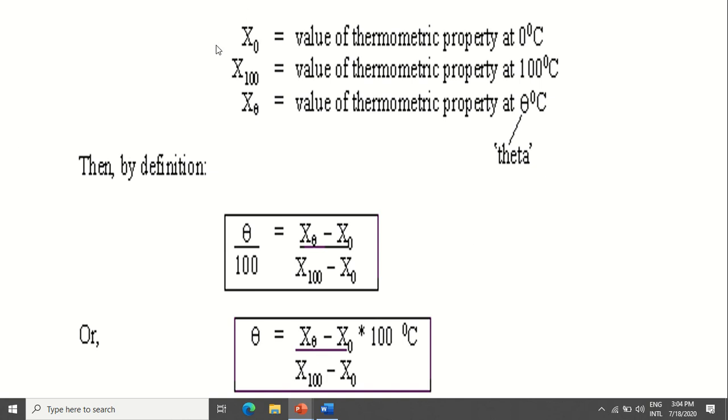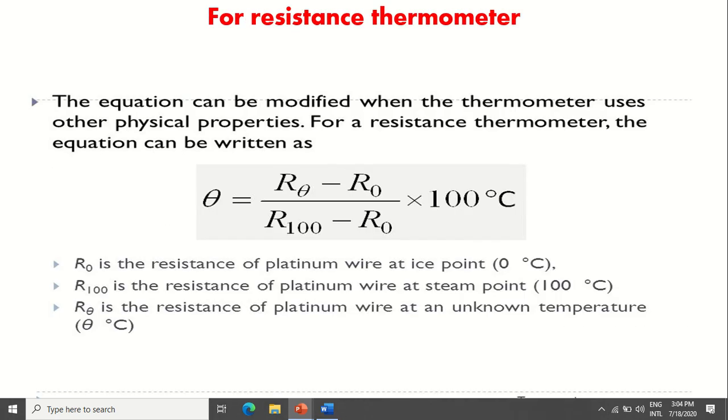The same thing is explained again here. For resistance thermometer, what will be the formula? Because you know, in resistance thermometer, thermometric property is the resistance. The equation can be modified when the thermometer uses other physical properties. For a resistance thermometer, the equation can be written in this way.